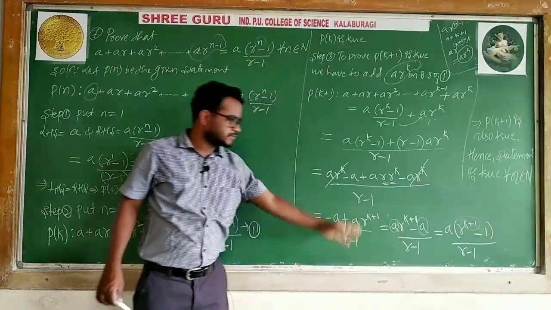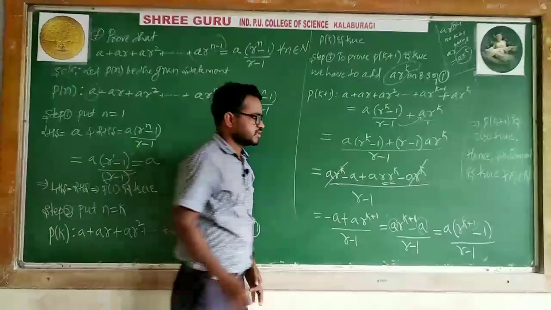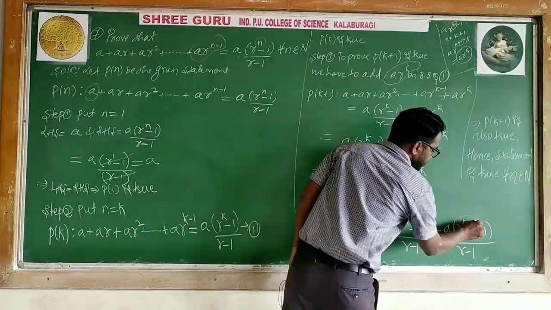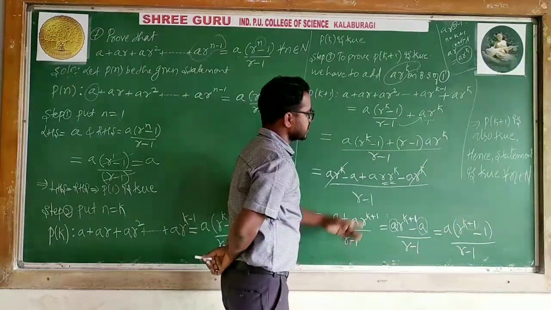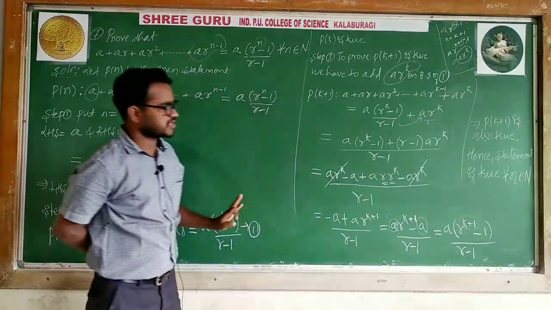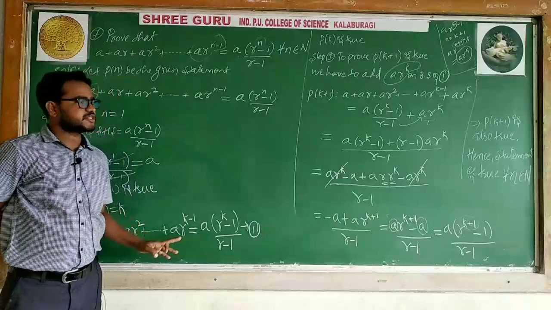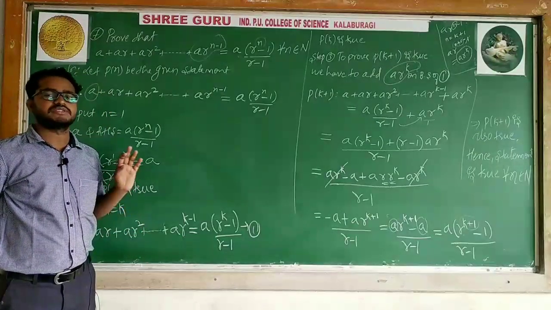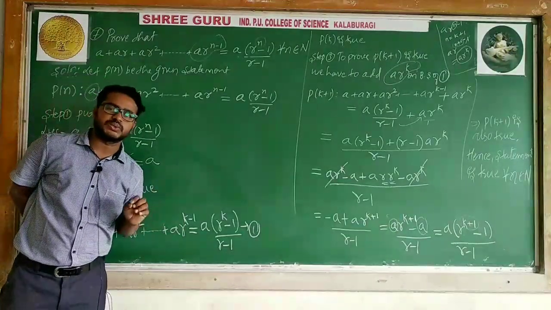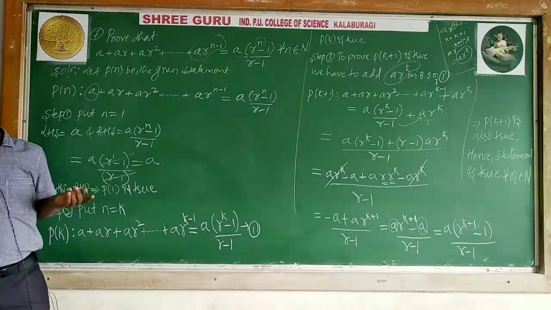I took A outside, A R to the power k plus 1 minus 1, so nothing else here; only the n places are replaced by k plus 1. So you can say the statement is proved for all natural numbers, because this problem is true for n equal to 1, n equal to k, and n equal to k plus 1.